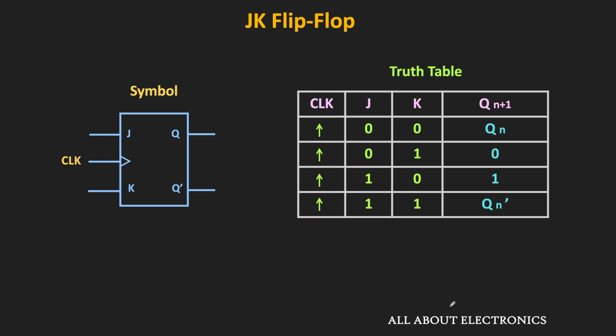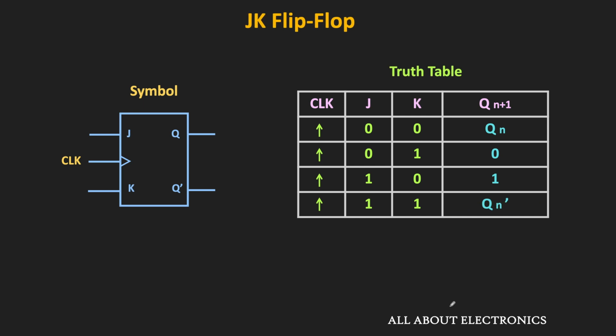Now the behavior of the JK flip-flop is very similar to the SR flip-flop. That means when both inputs J and K are 0, then the flip-flop will retain its current state. Similarly, when J is 0 and K is 1, then the flip-flop will get reset. Likewise, when J is 1 and K is 0, then similar to the SR flip-flop, the output of this JK flip-flop will become 1.